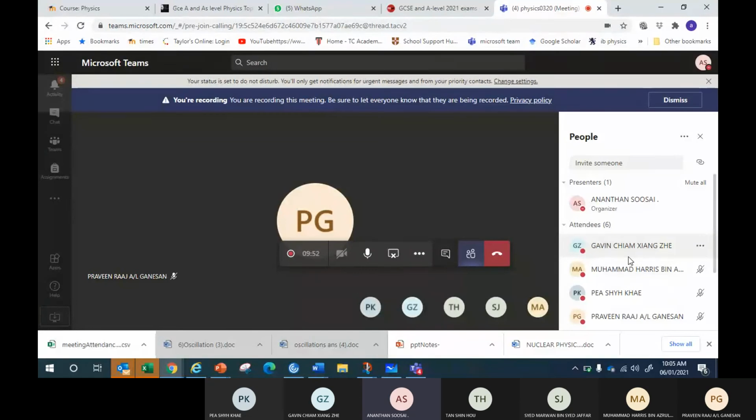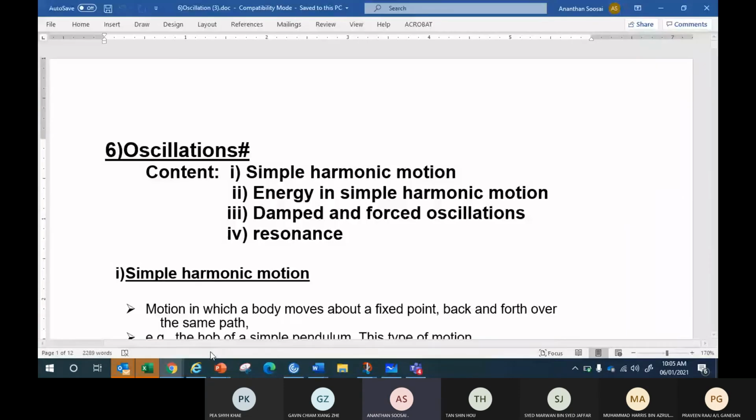Okay, just as usual, some small recap of what we learned about oscillation. Everyone can hear me? Can see the document? Yes, yes. Can see the document. Okay, good, thanks. Okay, so oscillation.